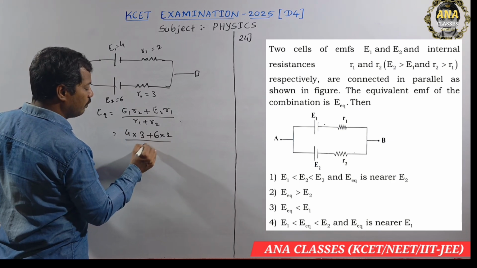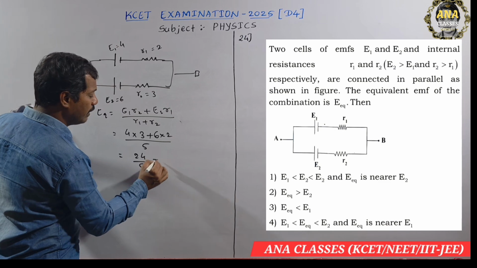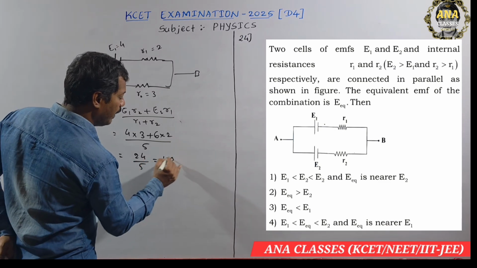So 2 plus 3 is equal to 5. So it is 24 divided by 5, and its value is 4.8.